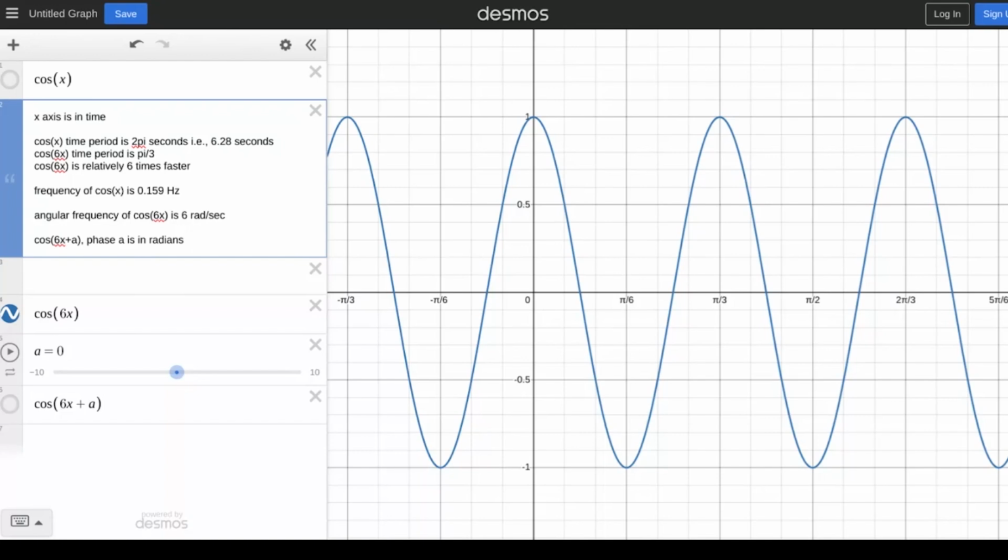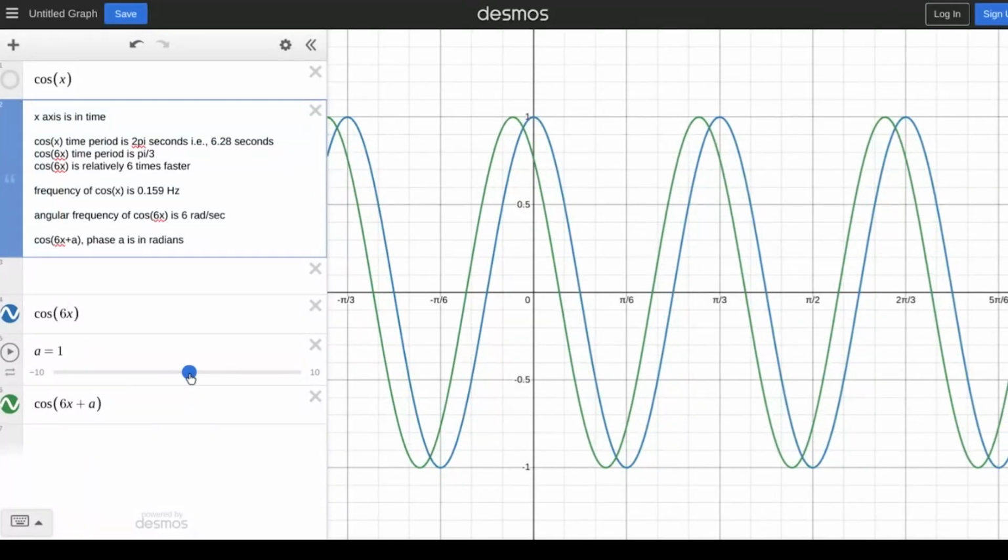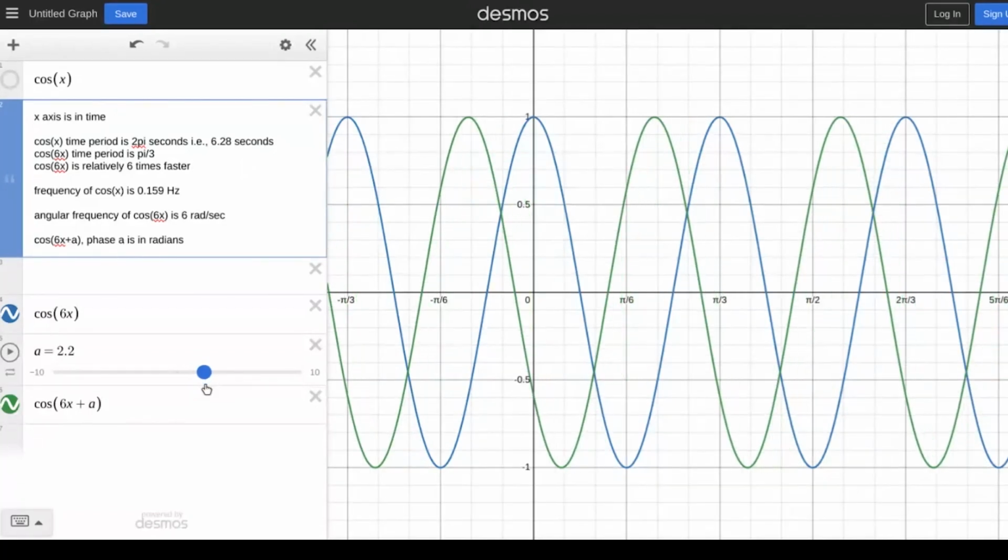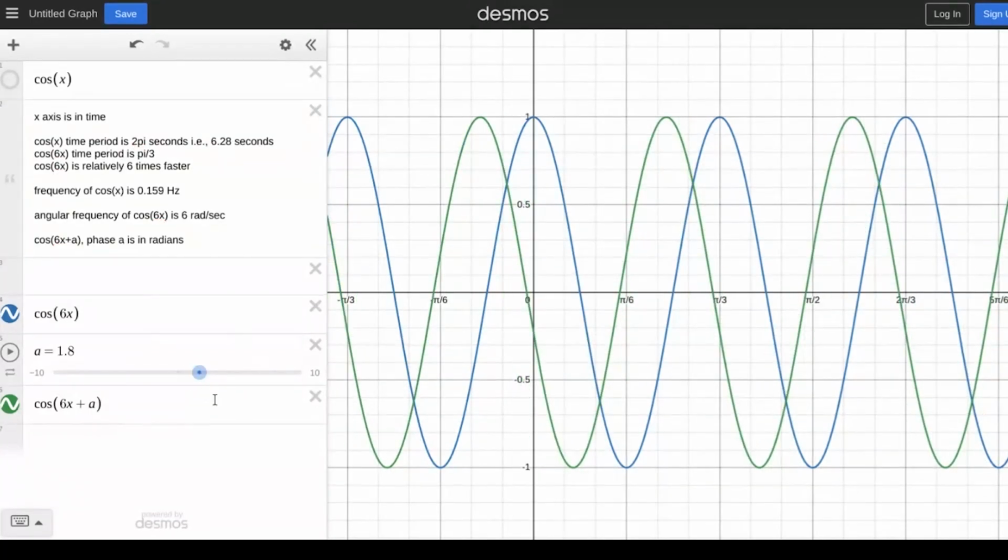Okay. So when you add a phase, when there is no phase, both the curves lie on top of each other. When the phase is positive, how should this blue curve move? If a is positive, should it move to the left or right? In fact, let's see that, okay? Phase is positive. This curve is moving to the left. It's appearing faster compared to the blue curve.